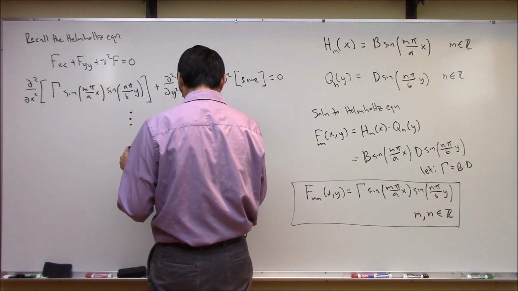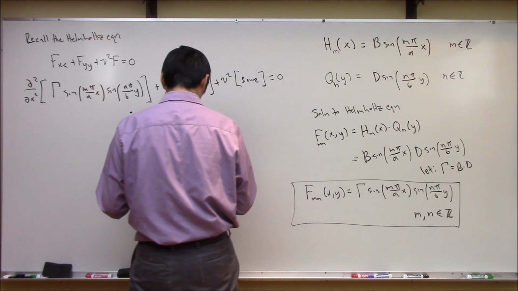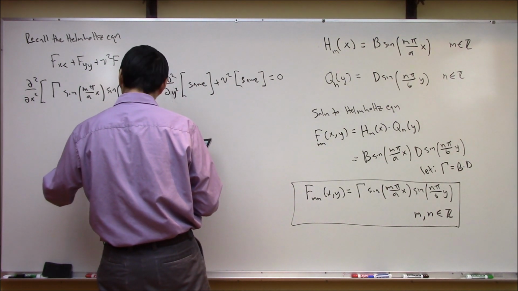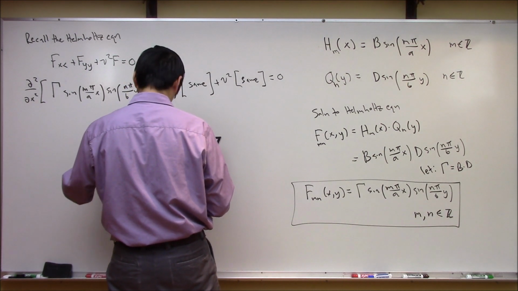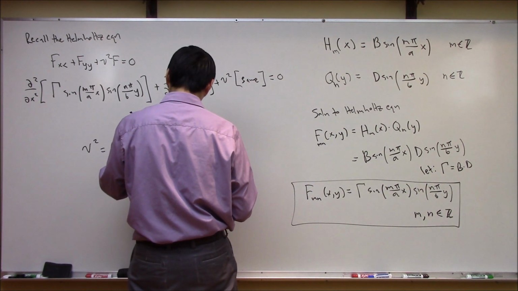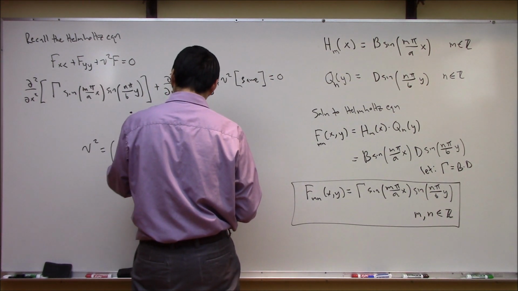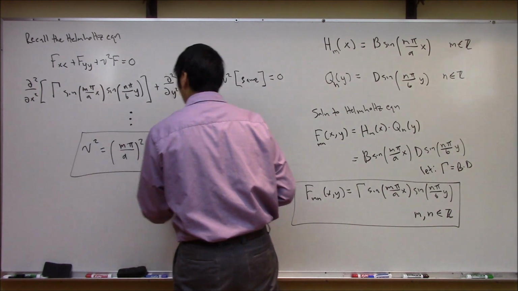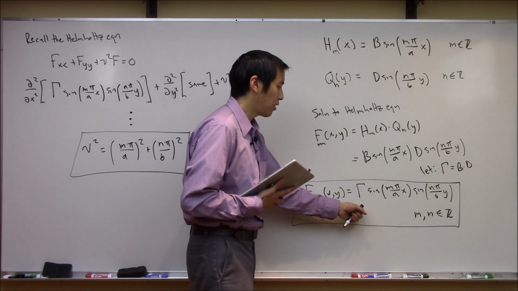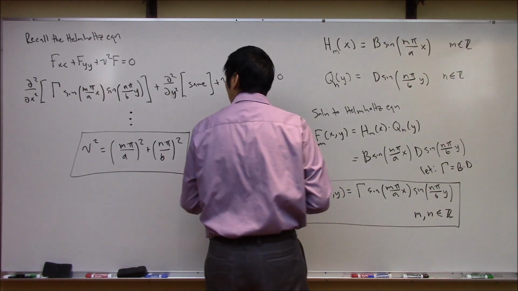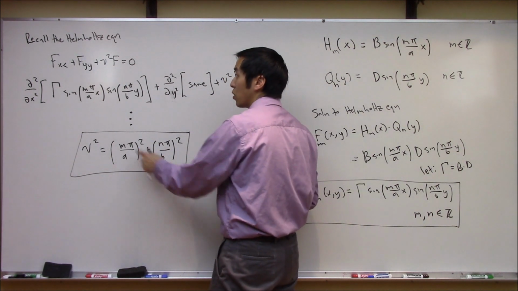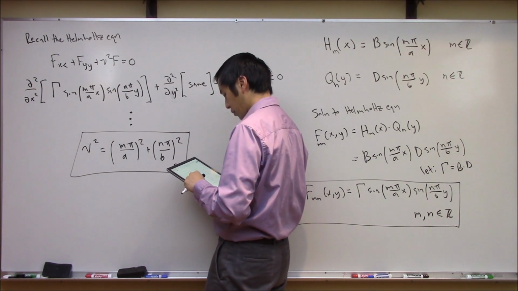What you'll end up with here, at the end of the day, is something that looks like this. You end up with nu squared has got to equal m pi over a squared plus n pi over b squared, okay? So what this basically states here is that, yes, this is a solution to the Helmholtz equation, but only if nu squared has this very specific value here, right? Then this will all equal 0, right?